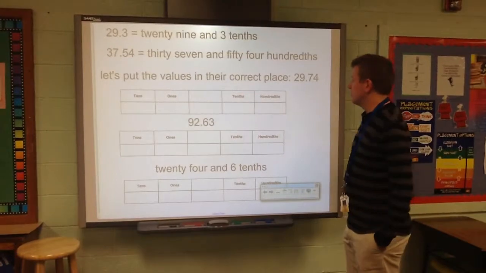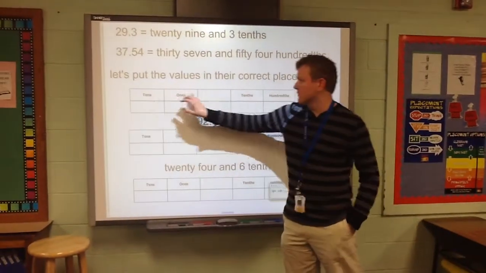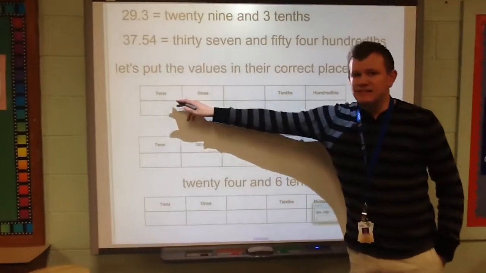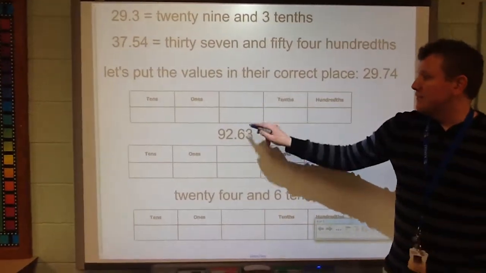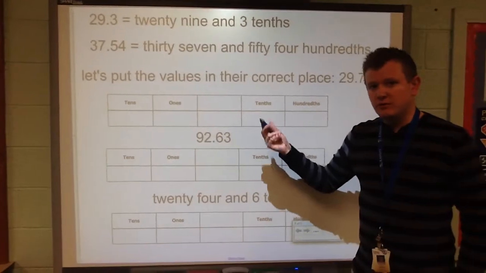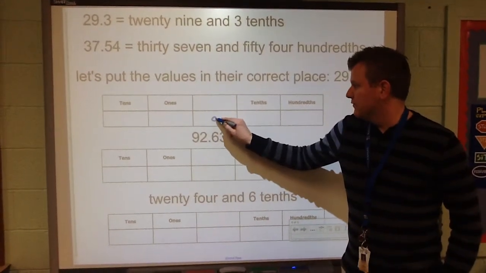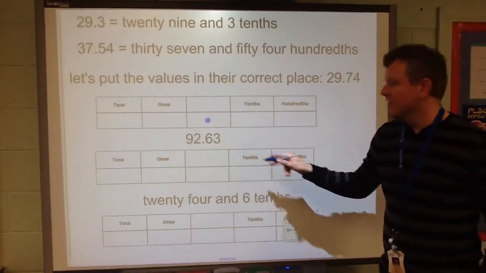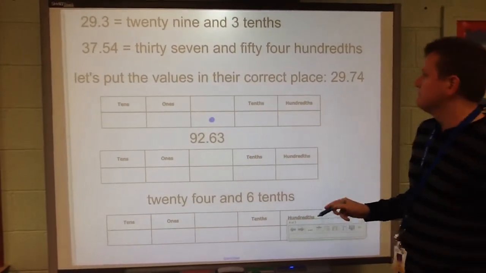We're going to put the values in their correct place value, and we have this little chart, which you'll see something very similar to in class, okay? I have my tens and my ones. This blank spot is where what goes? Well, as you can guess, it's the decimal point, okay? I'll fill that in there. And then I have my tenths and my hundredths, okay?